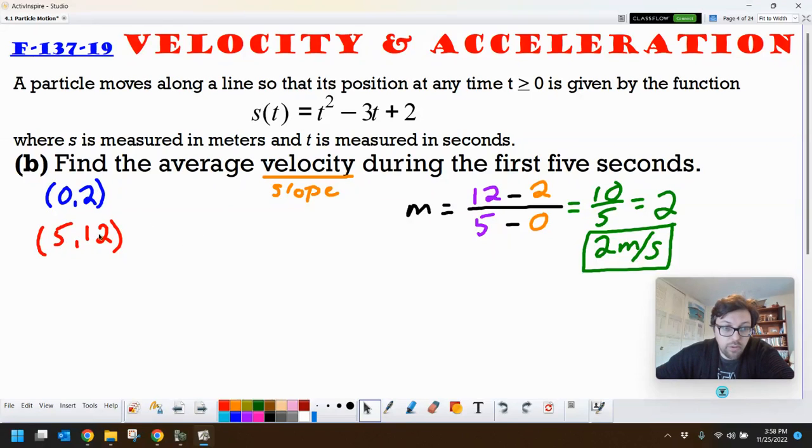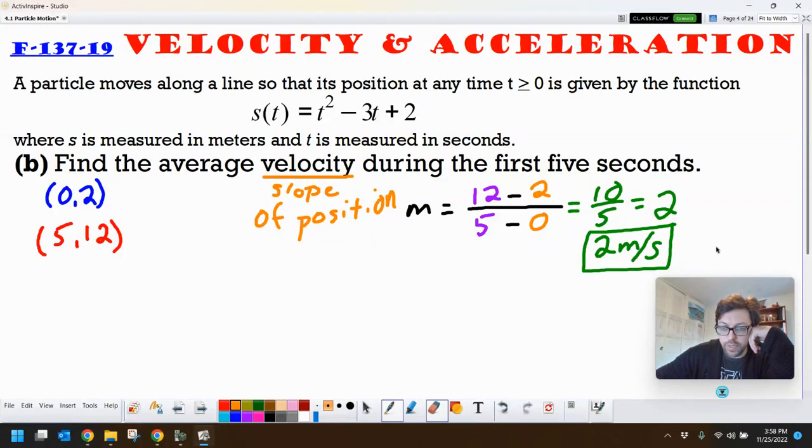In part B, I brought over the information from part A. We want to find the average velocity during the first 5 seconds. Well, that average velocity is talking about a derivative. Velocity is similar to the slope of the position. So we're finding the average rate of change from these 2 points. We can just plug that into our slope formula, and we get our answer.